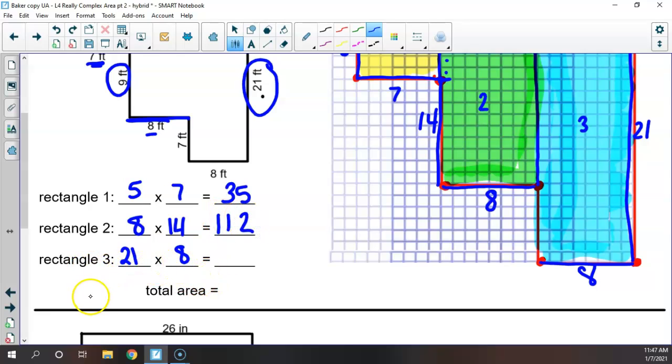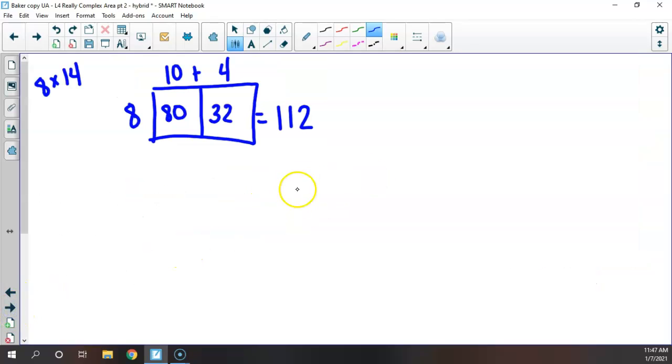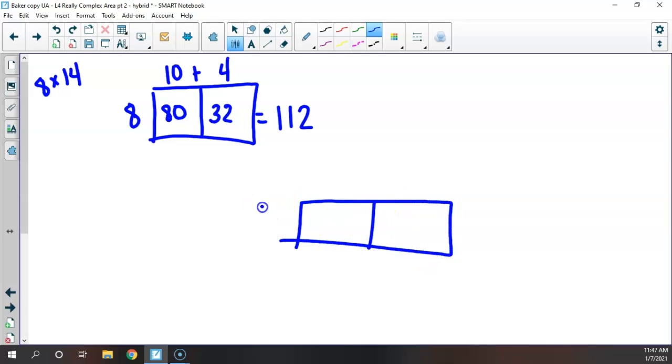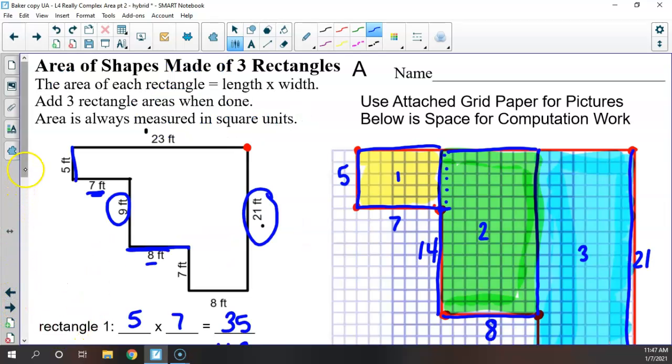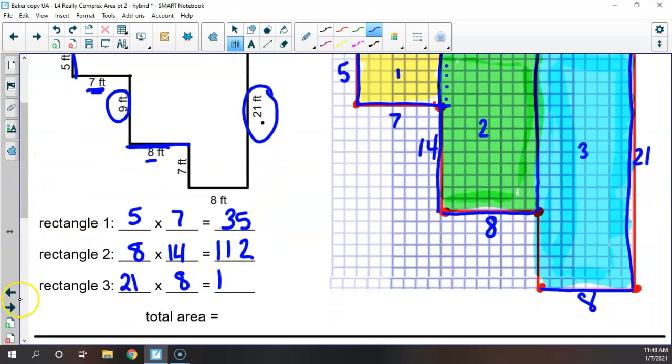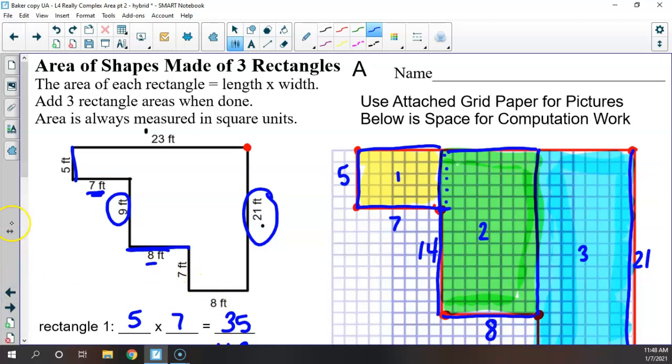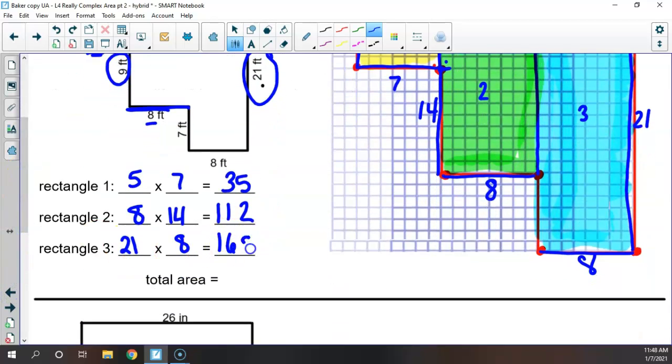And then the last one, the 21 by 8, I'm going to go ahead and figure that out here as well. So I, once again, have times 8, but this time it's 20 plus 1. 8 times 21. All right, so 8 times 2 is 16. Put that 0 there. And 8 times 1 is 8. So that is 168. So rectangle 3, whoops, I just already forgot it. 168. So now to find that total area, I'm going to go ahead and add them up.